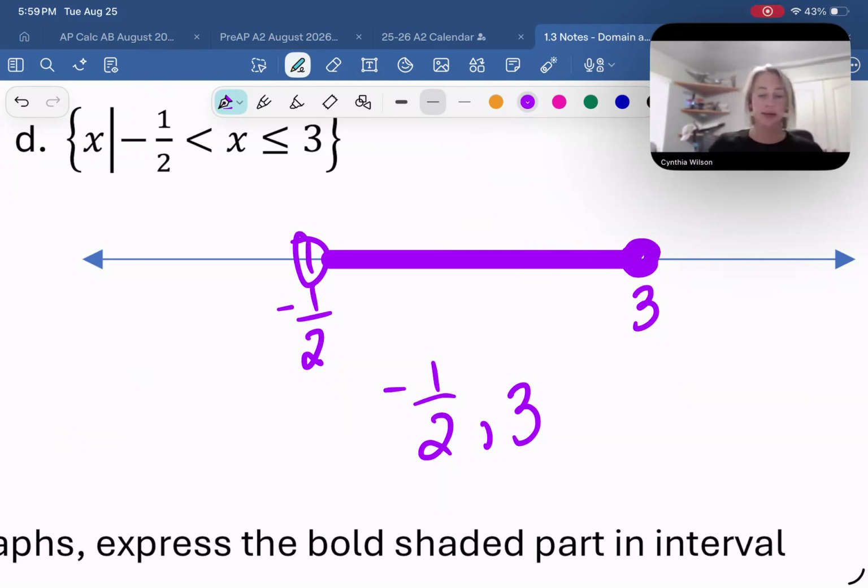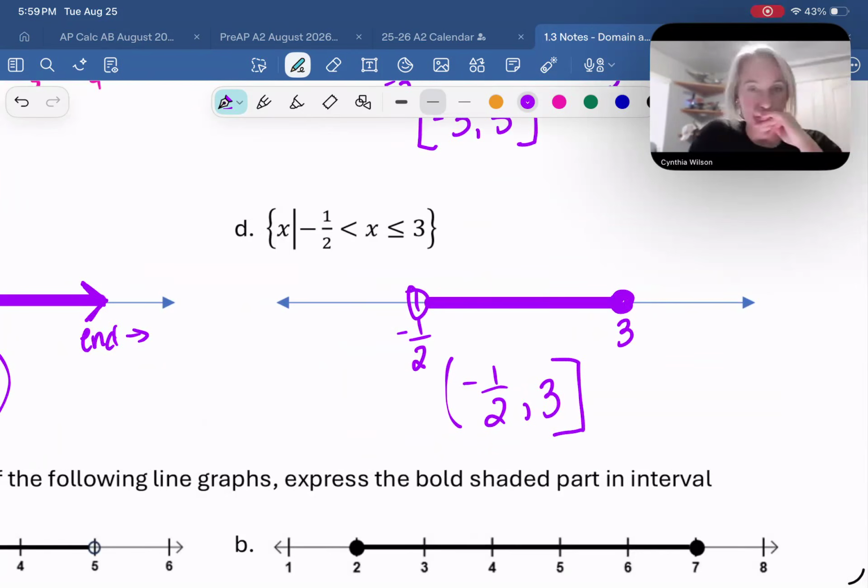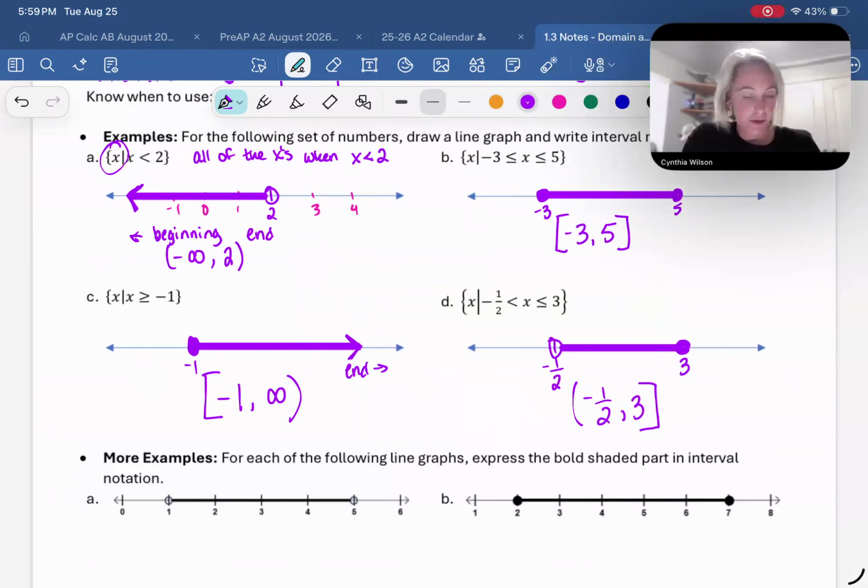Good. So -1/2 gets a parentheses. Why? How do we know? Yeah, it doesn't have that equals to. You guys are getting it. Perfect. Awesome job. All right, what about the 3? Bracket or parentheses? Good. Okay, so far so good?